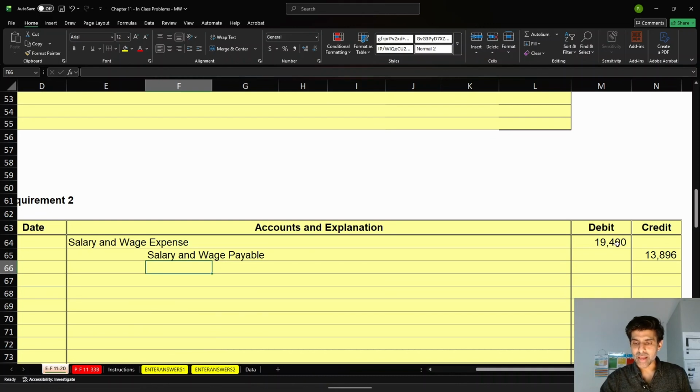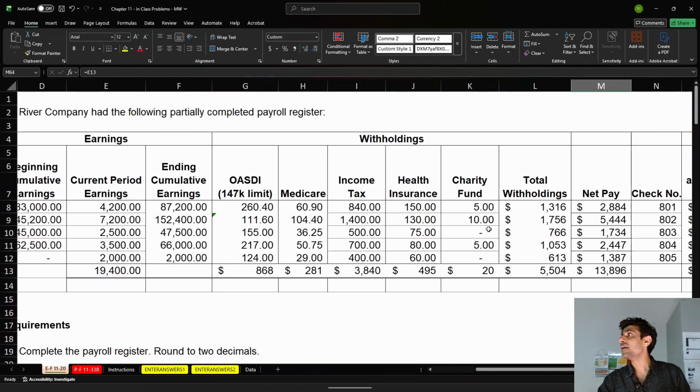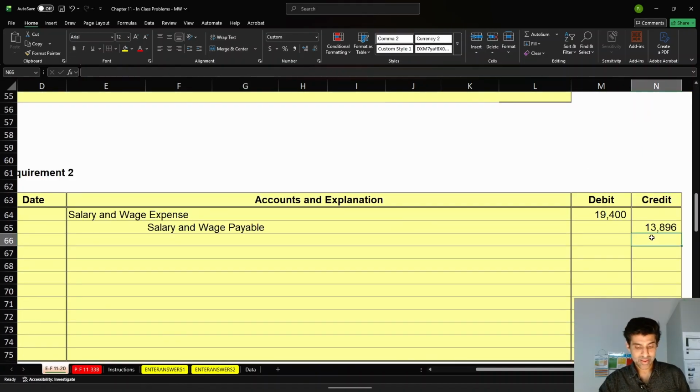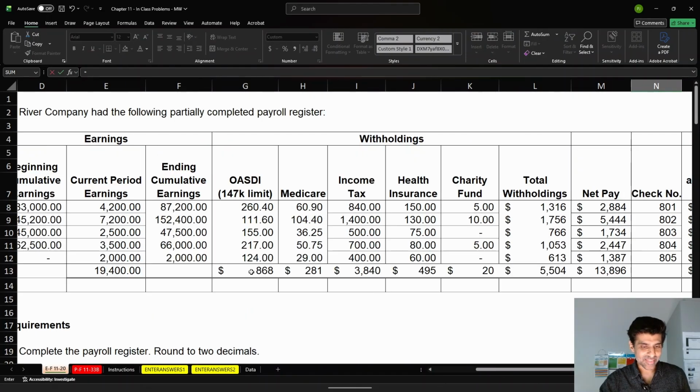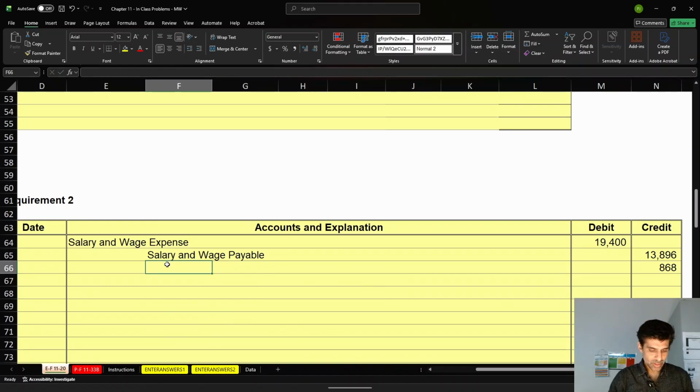Now the rest of it, we have a mismatch here. Where's the rest of this expense going? Well, it's going to a bunch of places that the employees owe money to. Number one, the employee owes money to Social Security, a total of, sorry, 868. So this is OASDI payable, right? This is a liability for me.